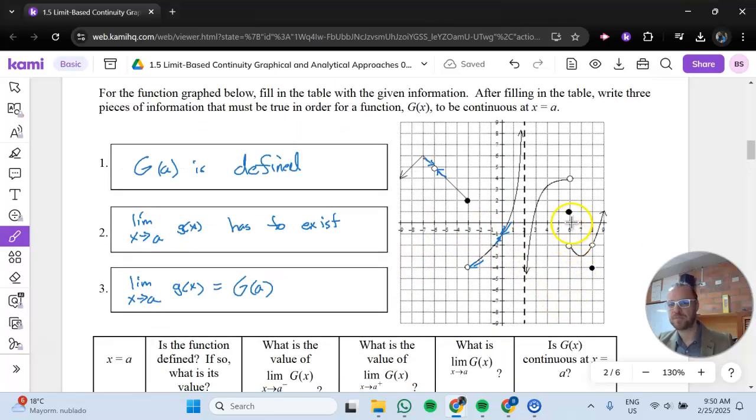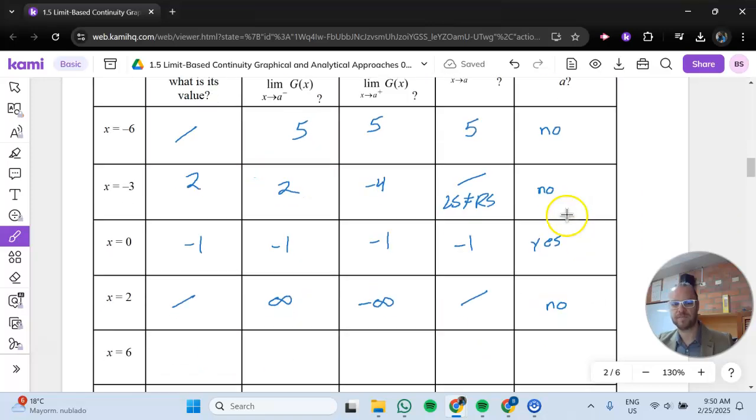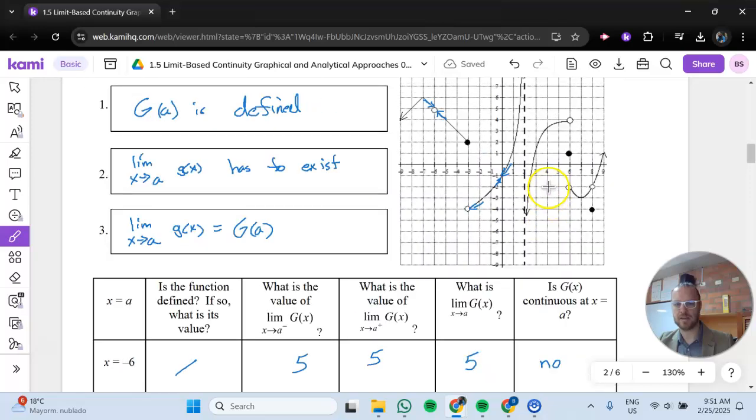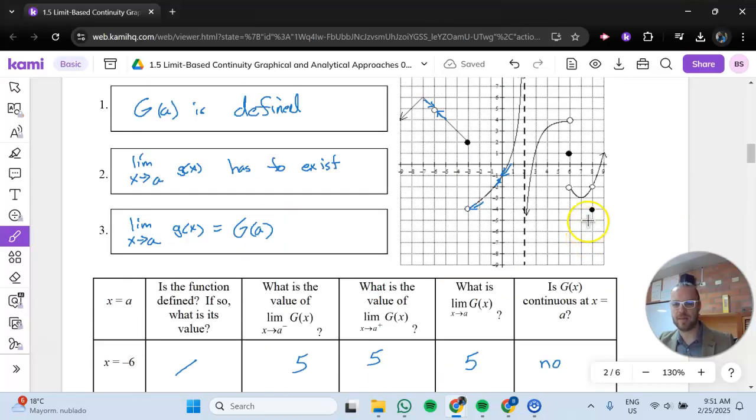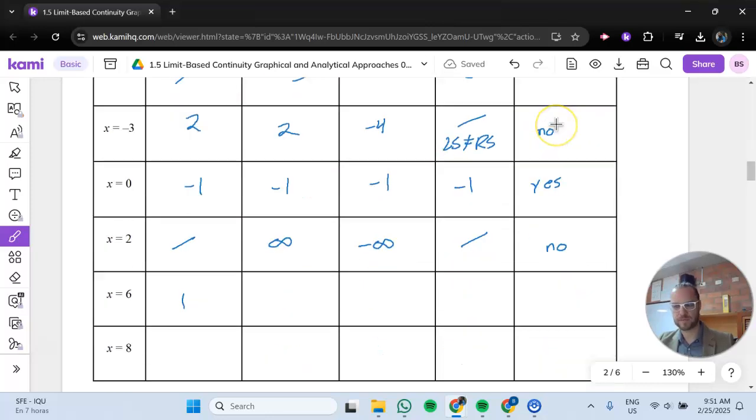Okay, so x equals 6. So now we're here. So we can see that it's defined. It was at 1. Now we can already see that the limit is not going to exist. It's two separate ones, right? Because from the left, we're approaching 4, and from the right, we're approaching -2. That means that we've got 4, -2. Those two things are not equal. Therefore, there's no limit. Therefore, it's not continuous.